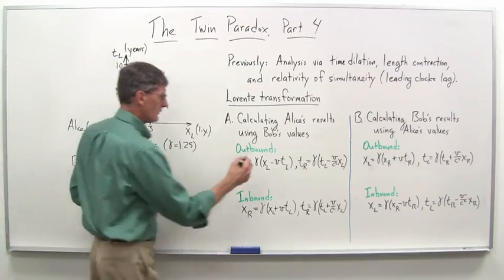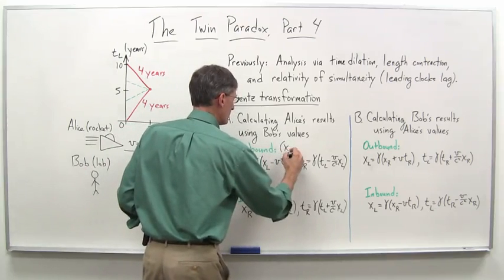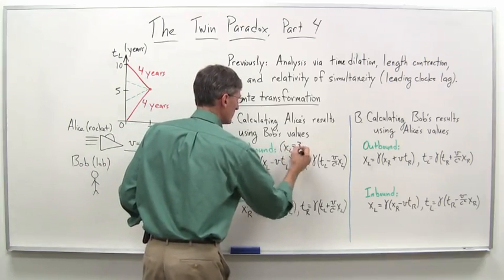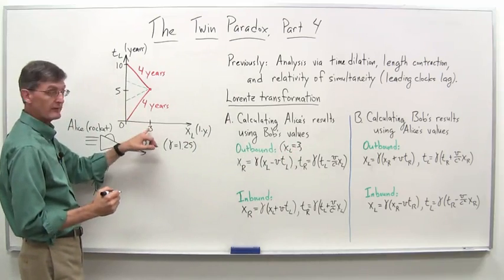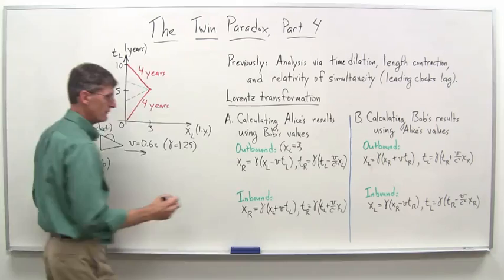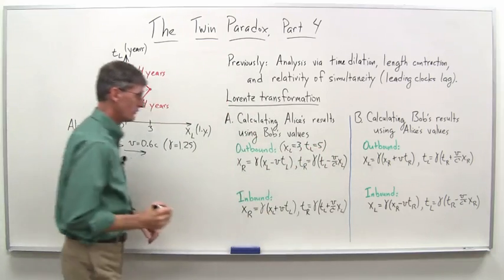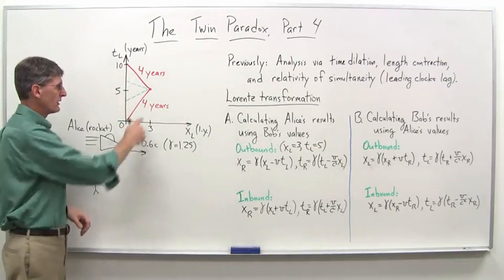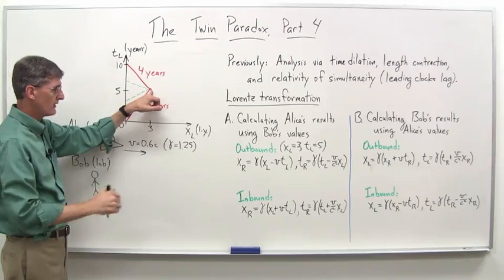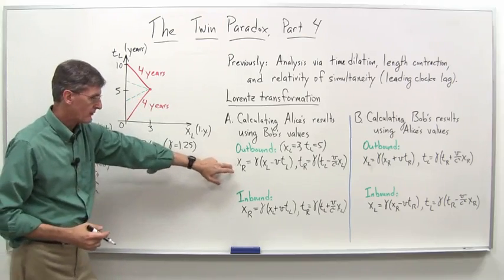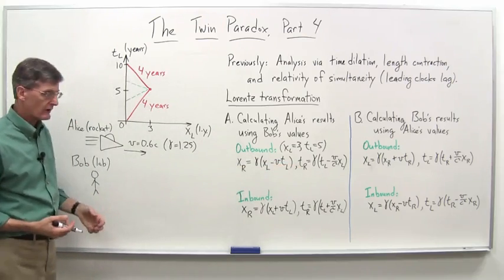We'll just put this in. So we'll say xL equals 3 light years, right there. And then the time is 5 years, tL equals 5 years. And so that's for the outbound trip. So the question is, okay, those are Bob's measurements right there. What are the measurements x and t for Alice in the rocket at that point?